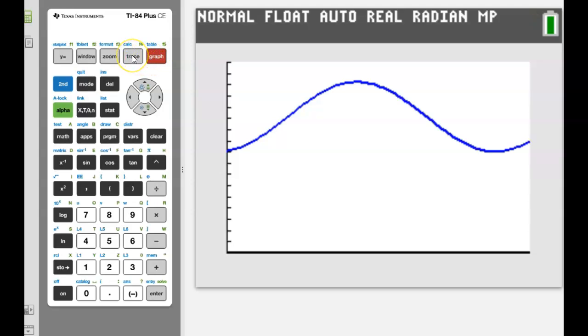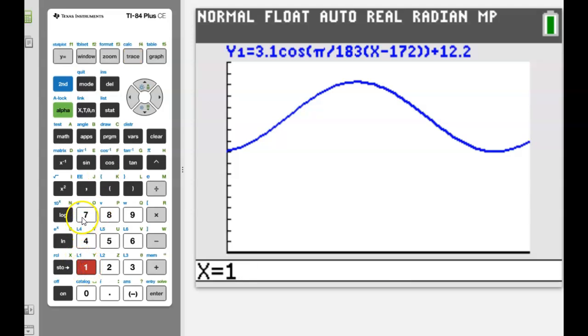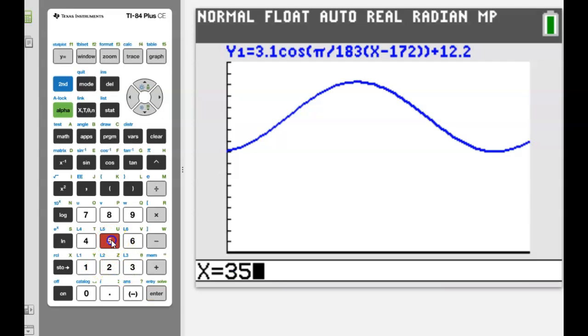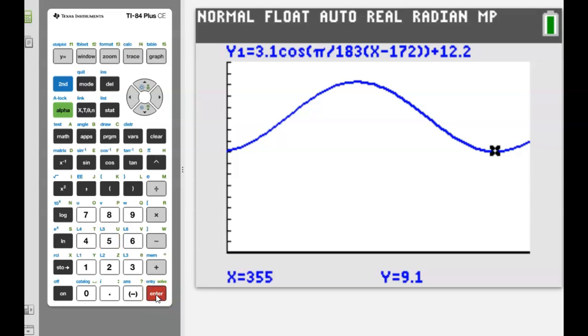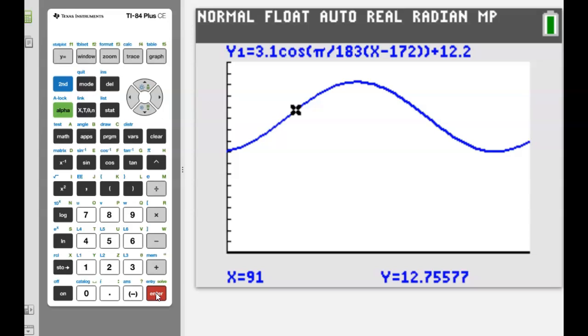Okay, so what did we know again? Trace to what day? 172. I have 15.3, and then what's the min? Was on what day? 355. At 9.1, that seems okay. And then what's the day they want us to go? April what day? 91. I have 12.8 hours of daylight.